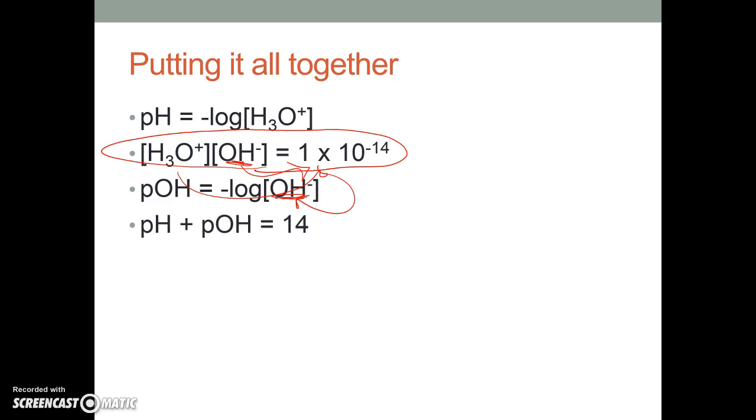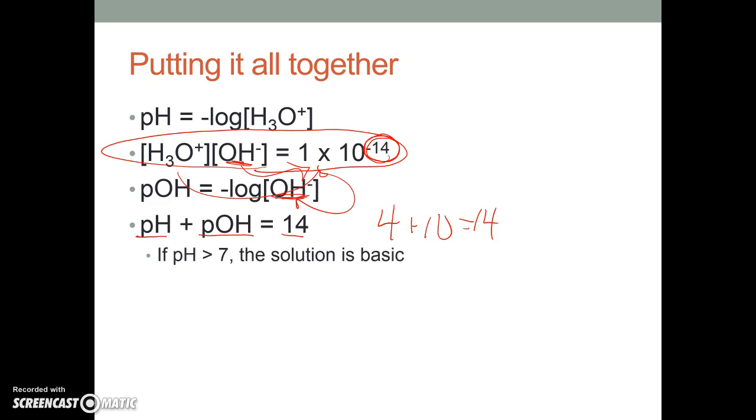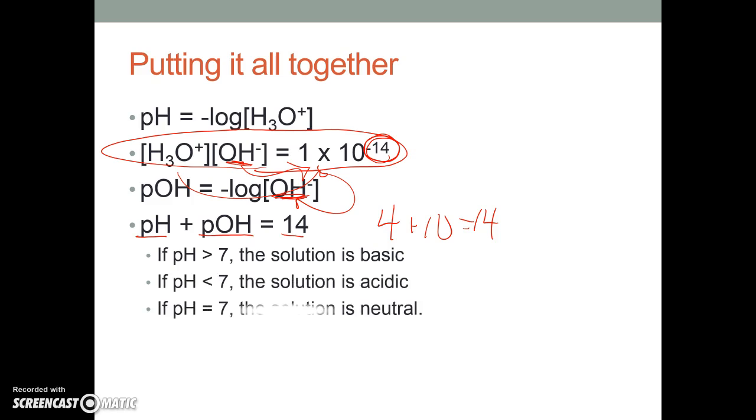But here's something cool. The pH plus the pOH equals 14. The 14 comes from here. So if you know the pH is 4, then you know the pOH is 10, because 4 plus 10 equals 14. It's pretty nifty how it all goes together. If the pH is greater than 7, it's basic. If the pH is less than 7, the solution is acidic, because that is a direct relationship with the ion concentration. If the pH is 7, the solution is neutral.